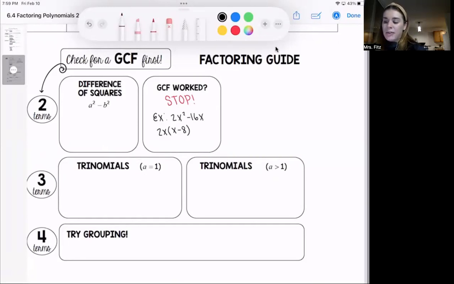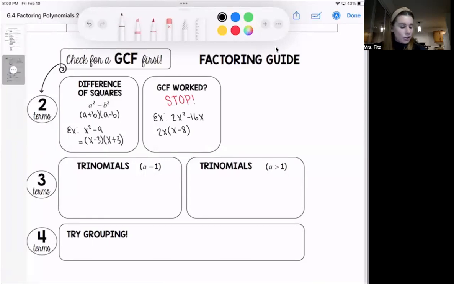All right, so if GCF wasn't enough, then maybe you have a difference of squares. And remember, difference of squares looks like a squared minus b squared, which would factor to a plus b times a minus b. So for example, if you have x squared minus 9, that would factor to x minus 3 times x plus 3.